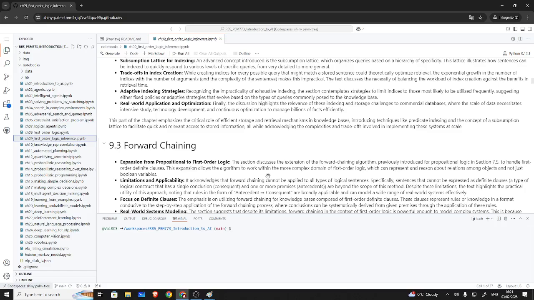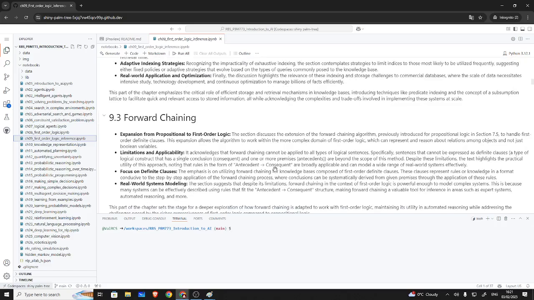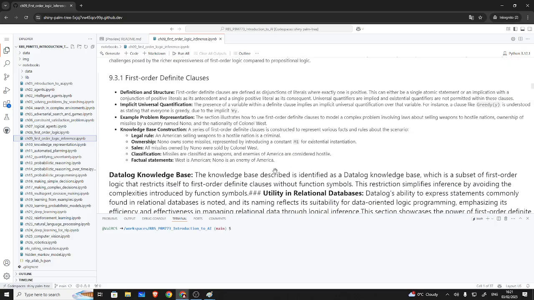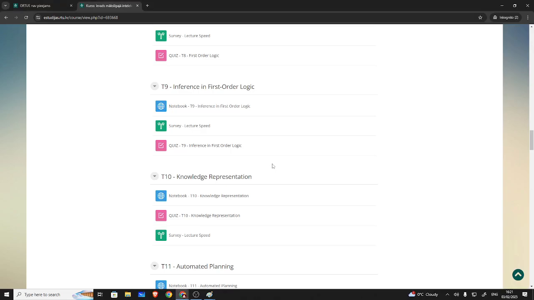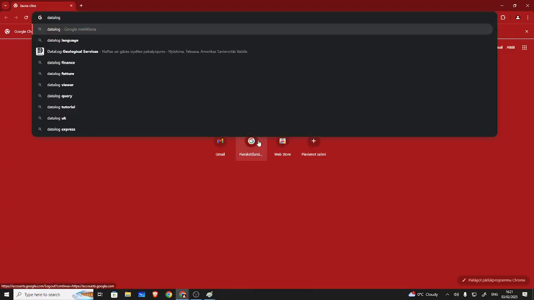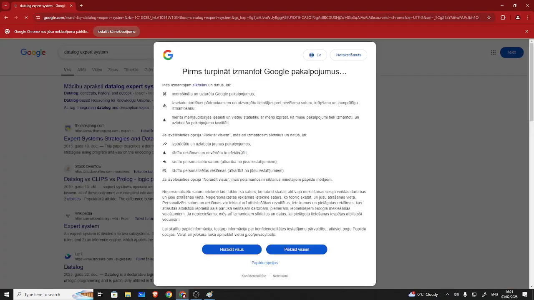So, forward chaining, right? We focus on definite clauses, right? It's very, very powerful. And the thing is, there was a story of Datalog, right? This is like the first, I would say, expert system. Let me give you an example, Datalog expert system. Yeah.